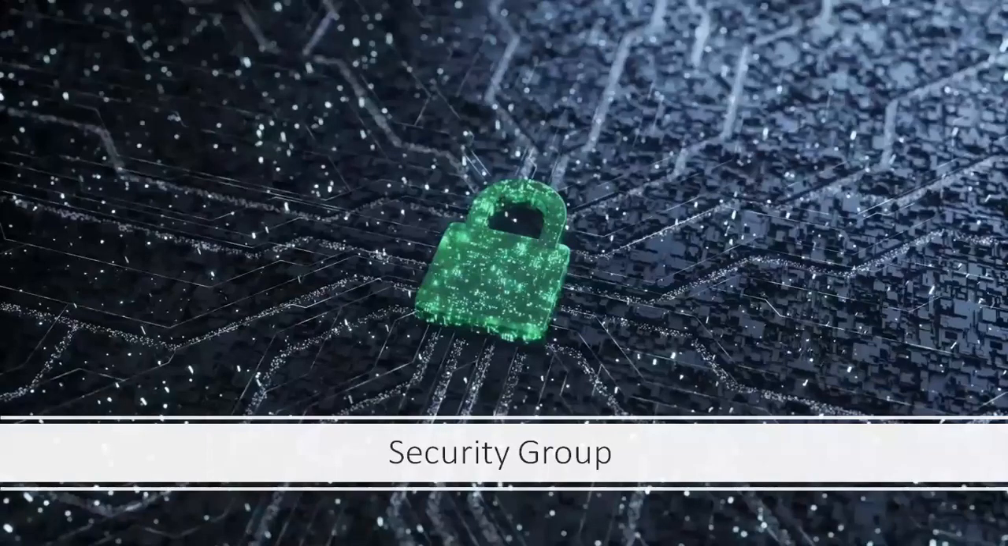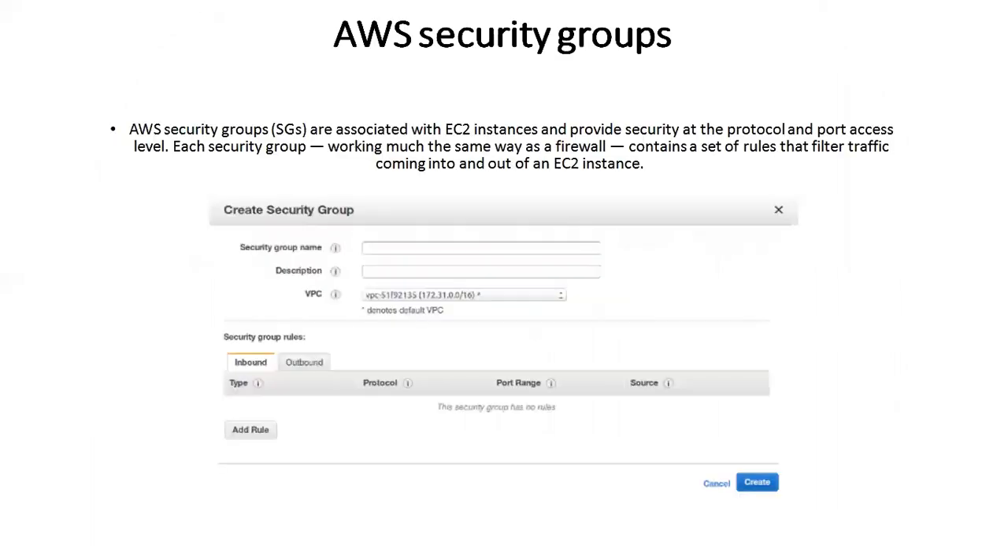Now, a security group. A security group acts as a virtual firewall controlling the traffic that is allowed to reach and leave the resources that it is associated with. For example, after you associate a security group with an EC2 instance, it controls the inbound and outbound traffic for the instance. When you create a VPC, it comes with a default security group.